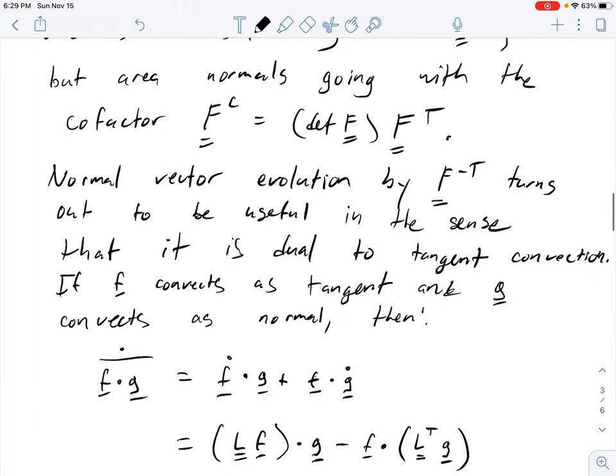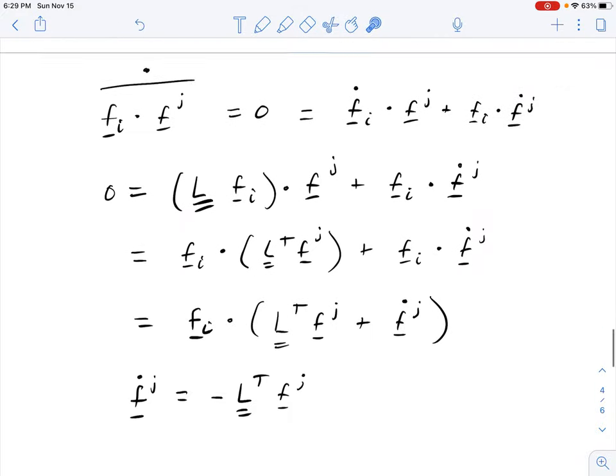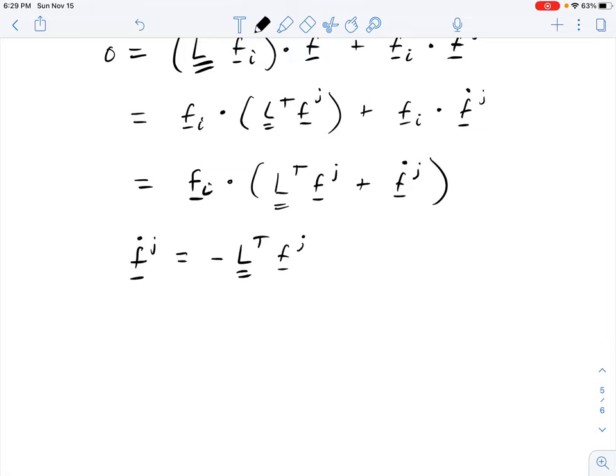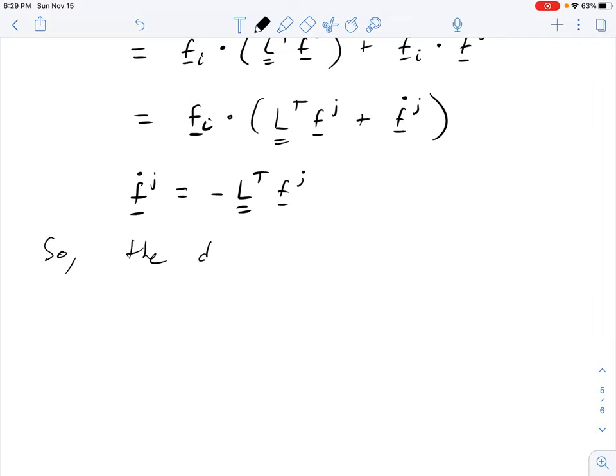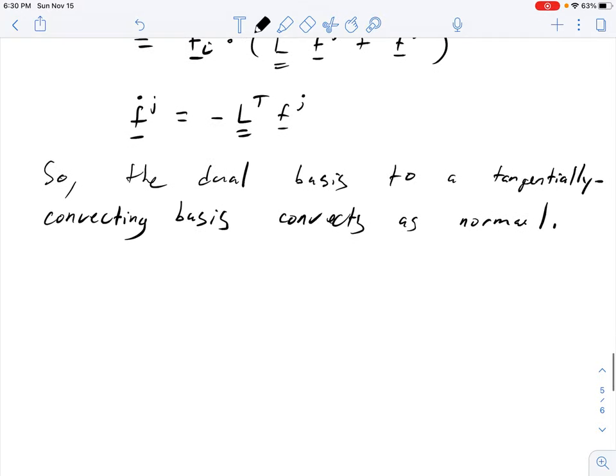If we go back here, that's how normal convection happens. And sure enough, all right, so from that, it follows that we have this.